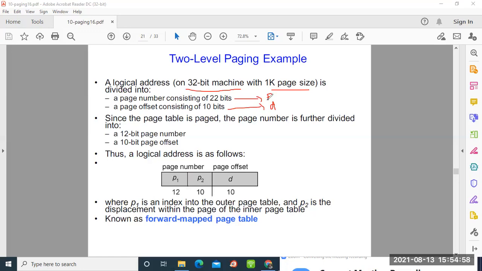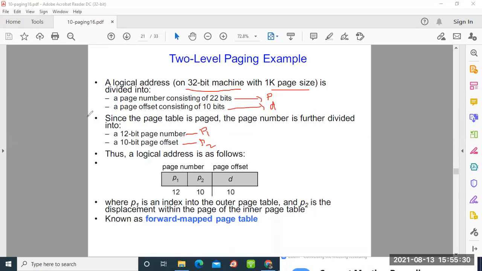Now, if you are going for two-level paging, these 22 bits are further divided into two different parts, P1 and P2. P1 represents the outer page table and P2 represents the inner page table. P1 is called the page number for the outer page table, and P2 is called the page offset. Sometimes it is called the inner page table.